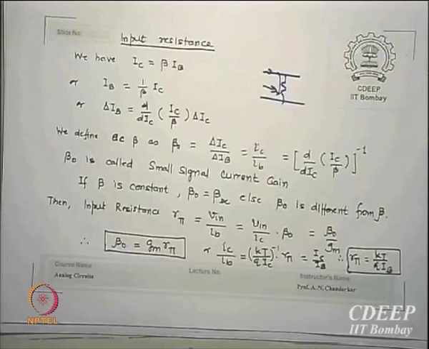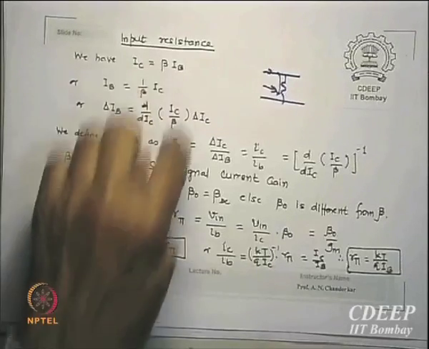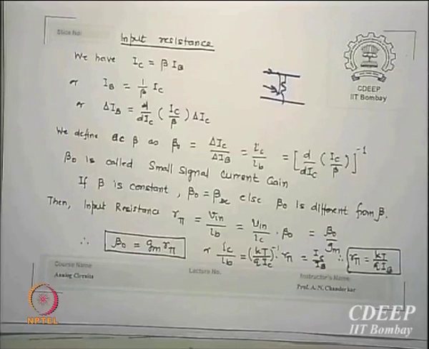We define AC beta as delta IC by delta IB, or small ic by small ib. This is called AC beta. Is that clear to you? So earlier, what beta did we define? This beta and this beta are not the same. That is called DC beta. What is DC beta? Capital IC by capital IB is DC beta. You apply a DC signal, a DC voltage, and you see what is the output. So the collector current divided by base current is the DC value.